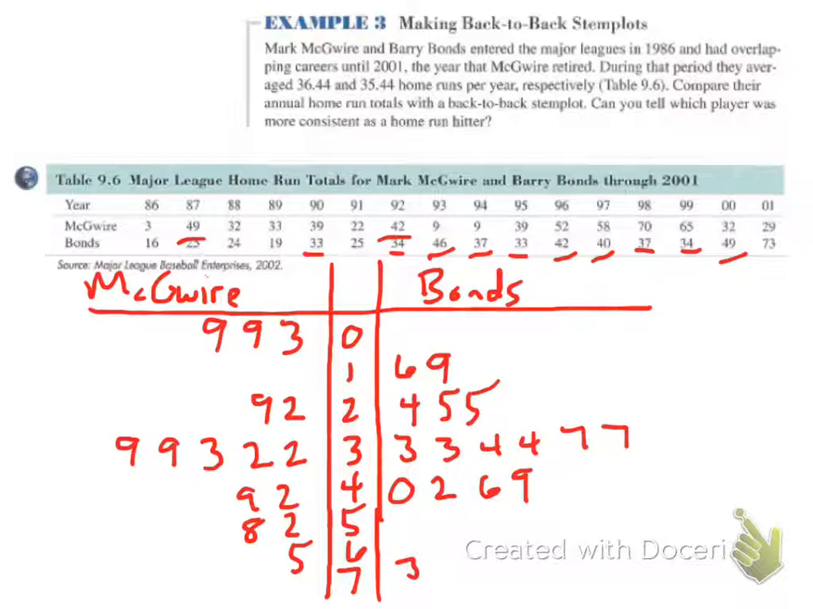Can you tell which player was more consistent as a home run hitter? Well, McGwire's are more tightly packed together. Okay. The majority of his career was from 20 to 65 home runs. Okay. Bonds was more of 16 to 49. Okay. So we would say that McGwire is more consistent.